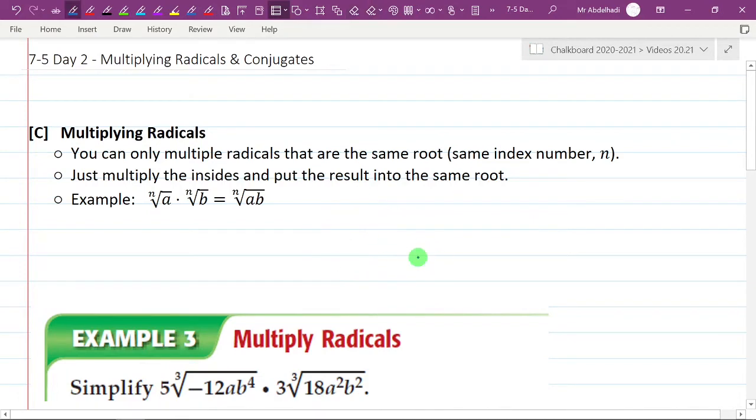So multiplication is actually less restrictive. You don't have to simplify stuff before you multiply. You do have to simplify everything before you can add or subtract to make sure they're the same root. So let's take a look at an example here.